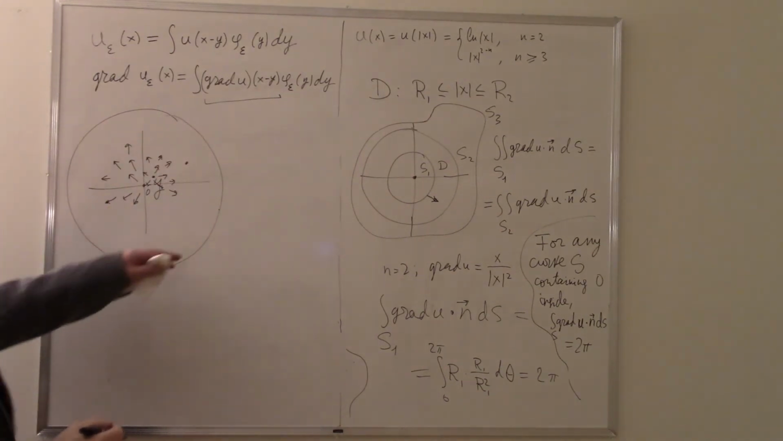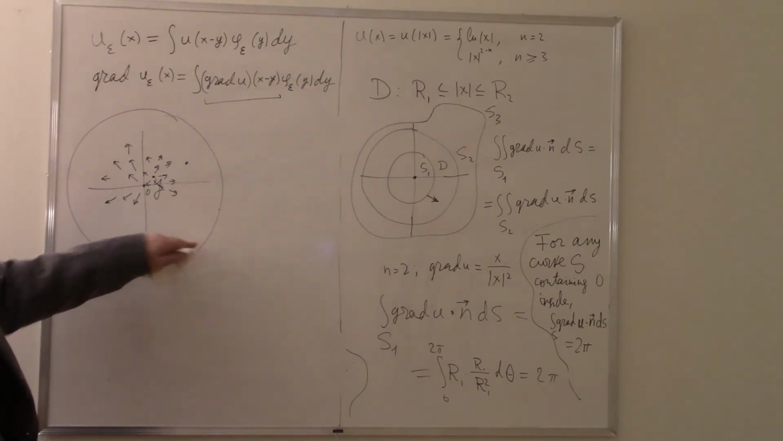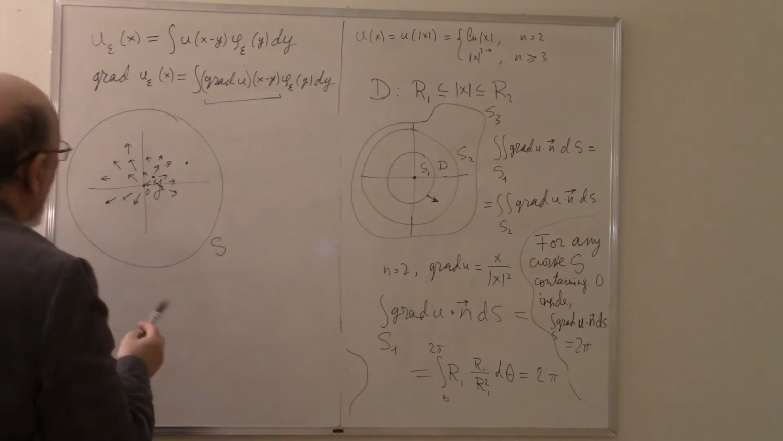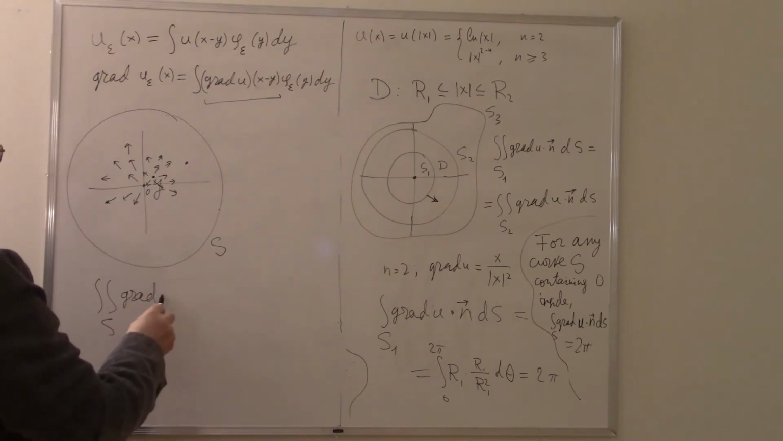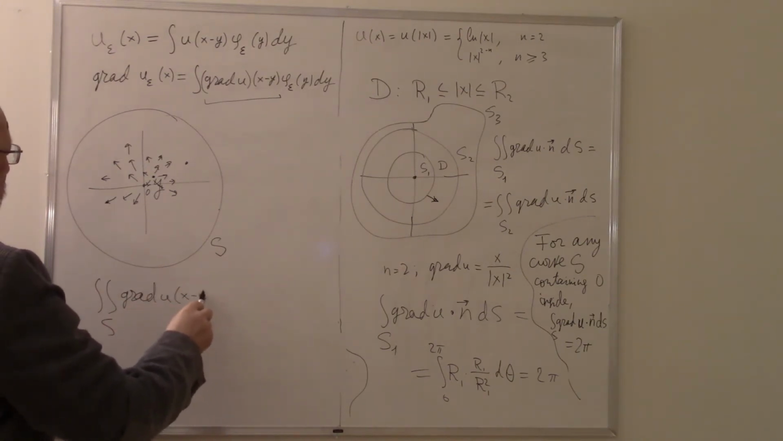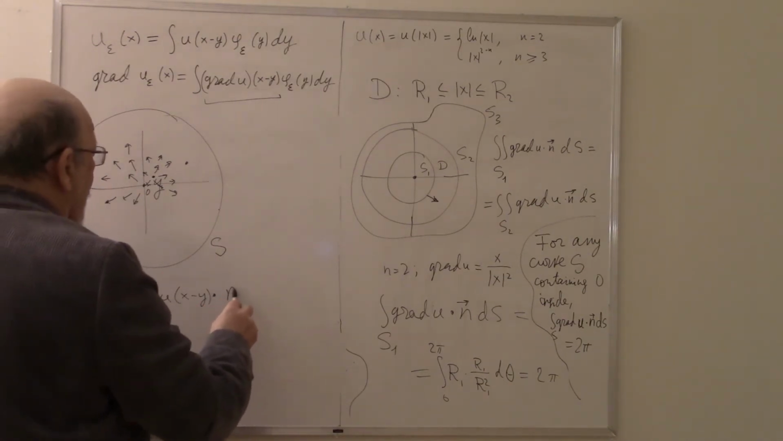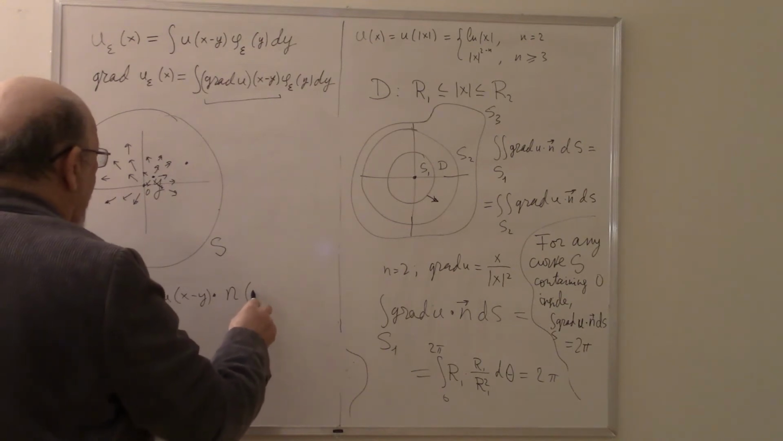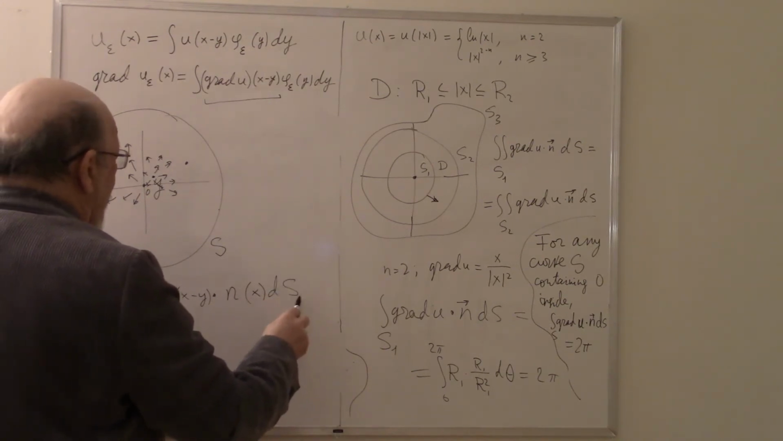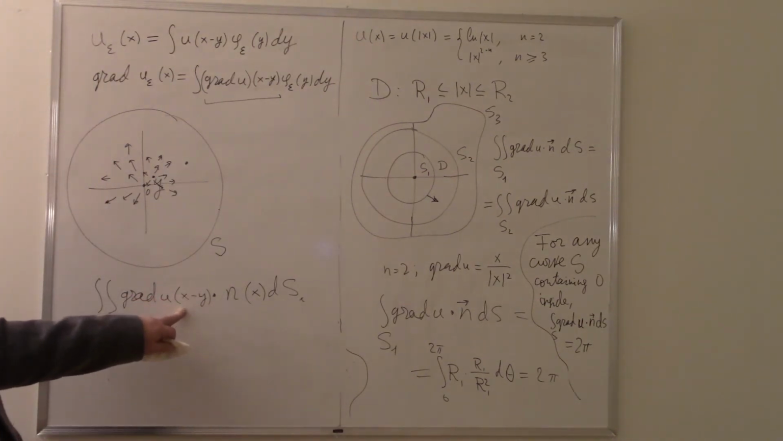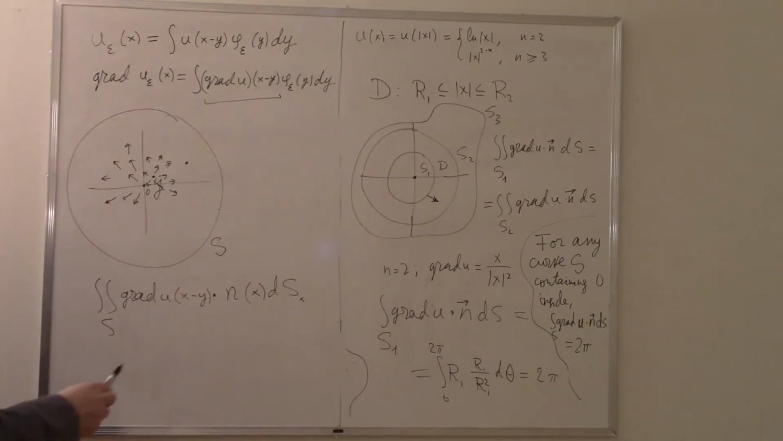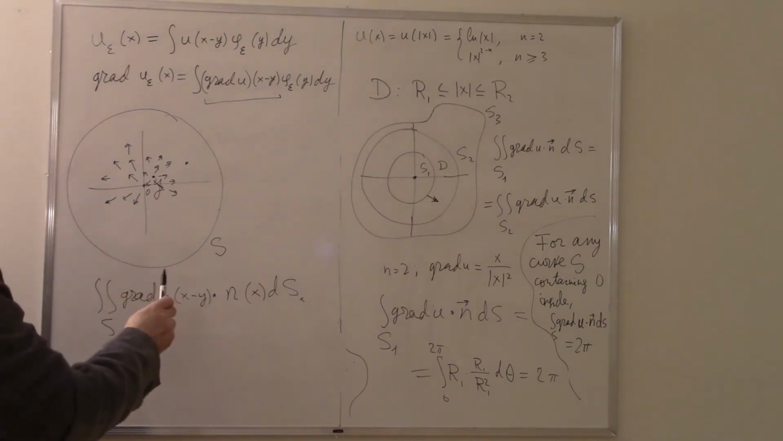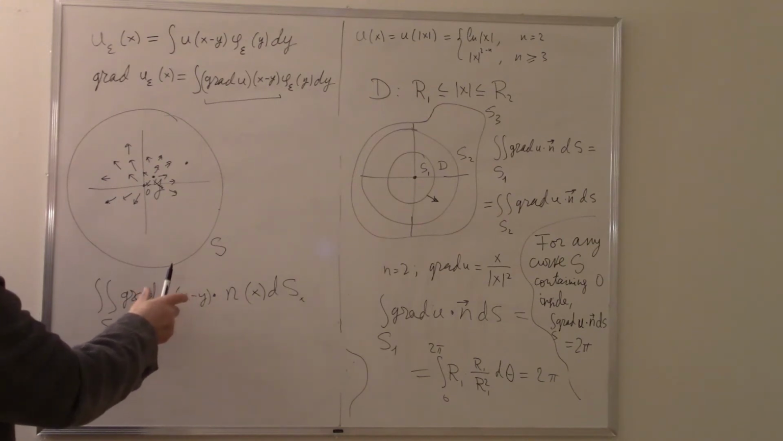So what happened with its flux through the sphere of sufficiently large radius, S? So I consider the integral over S of gradient u at the point x minus y dot n of x ds x. Note that it corresponds to the point x, and y is just a parameter. It is the flux of the field.